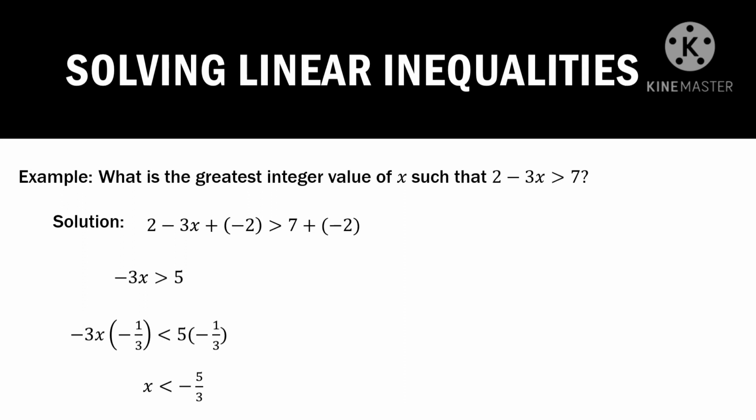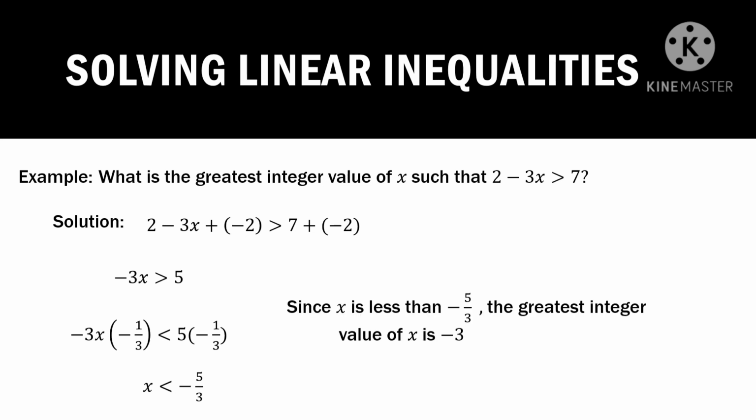Kasi, if you have 5 times negative 1/3, so itong 5, multiply mo sa numerator, then copy the denominator. So you are multiplying unlike signs, so it becomes negative. Dito naman sa left side, we multiply negatives, pareha silang negative, so you have positive x. So x now is less than negative 5/3. So ibig sabihin, lahat ng number na less than sa negative 5/3. But the question is, what is the greatest integer value of x? Pinakamalaki value ni x.